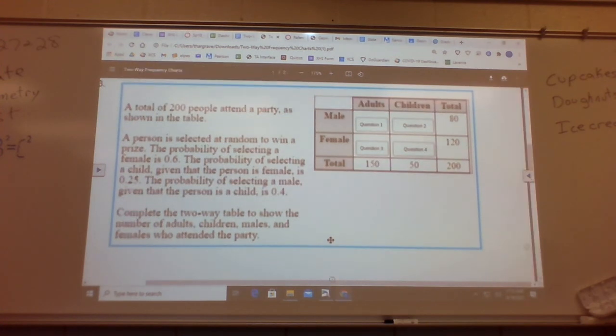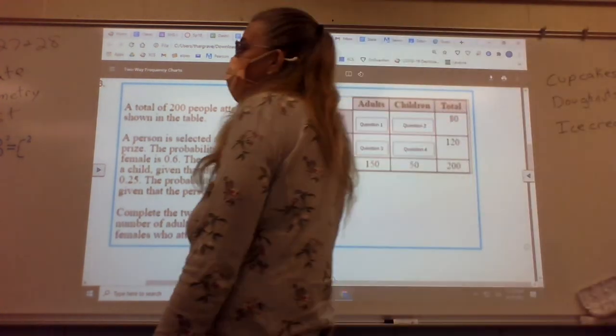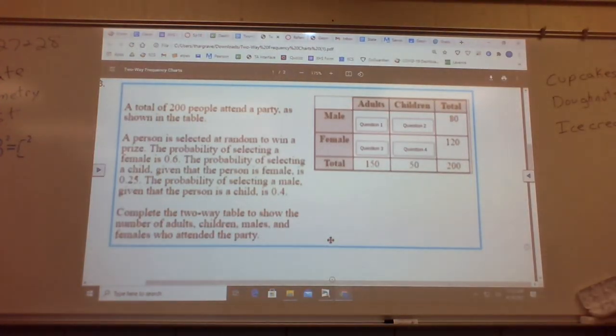I've got a chart. I'm missing numbers on my chart. And that's basically the question: filling out the chart. So there's not a specific other question. The question is just fill out the chart. There were 200 people that attended the party. That's that bottom right-hand number.